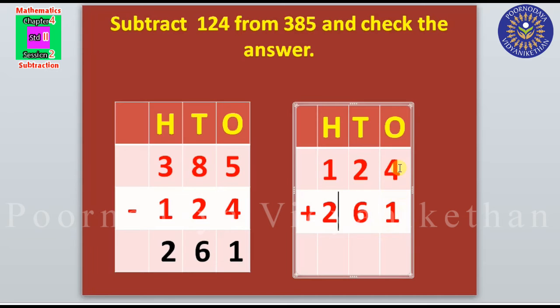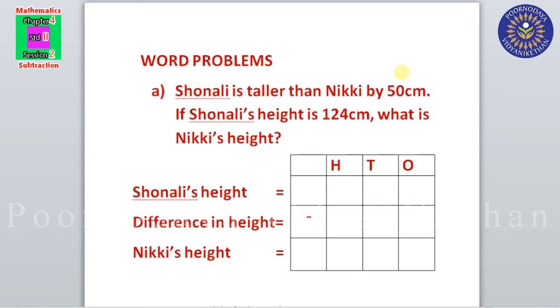So, add these two numbers. In ones place, 4 plus 1 is 5. 6 plus 2 is 8. 2 plus 1 is 3. What's the answer? 385. That's our bigger number, 385. So we can say our answer is correct. Children, our next portion is finding the missing digits, that we will learn later.